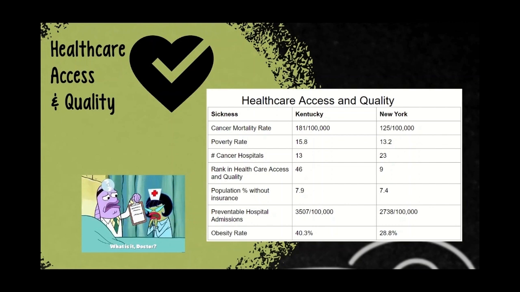As you can see, George living in Kentucky is more likely to have health risk factors for disease such as obesity, more likely to end up in the hospital with a condition that could have been preventable, have less access to hospitals for cancer care, and overall have worse health access and quality, highlighting how geographic healthcare access and quality can affect both disease outcome and mortality.